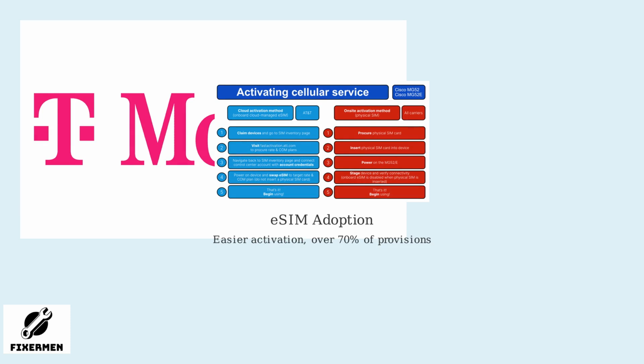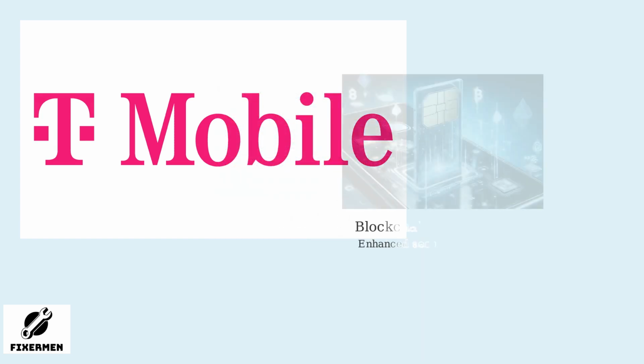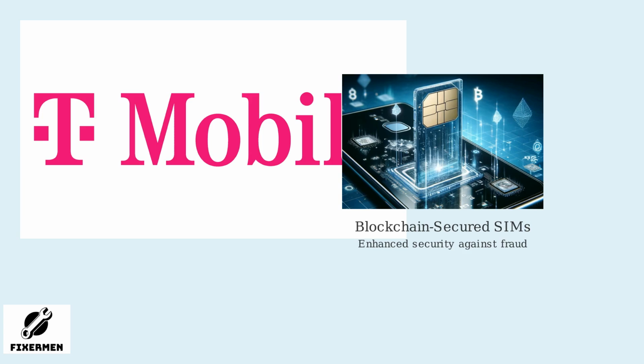This digital approach eliminates physical SIM cards, allowing users to activate service instantly through apps or QR codes. T-Mobile's cloud-based eSIM management supports flexible switching between carriers, making provisioning faster and more convenient for modern devices. Looking ahead, blockchain-secured SIMs promise enhanced security. This technology uses decentralized ledgers to prevent unauthorized access and fraud, creating tamper-proof provisioning processes.